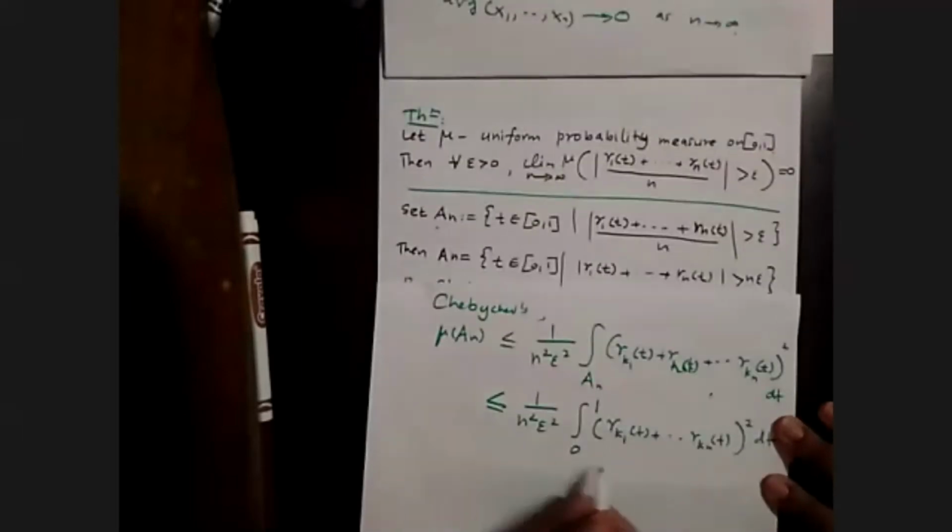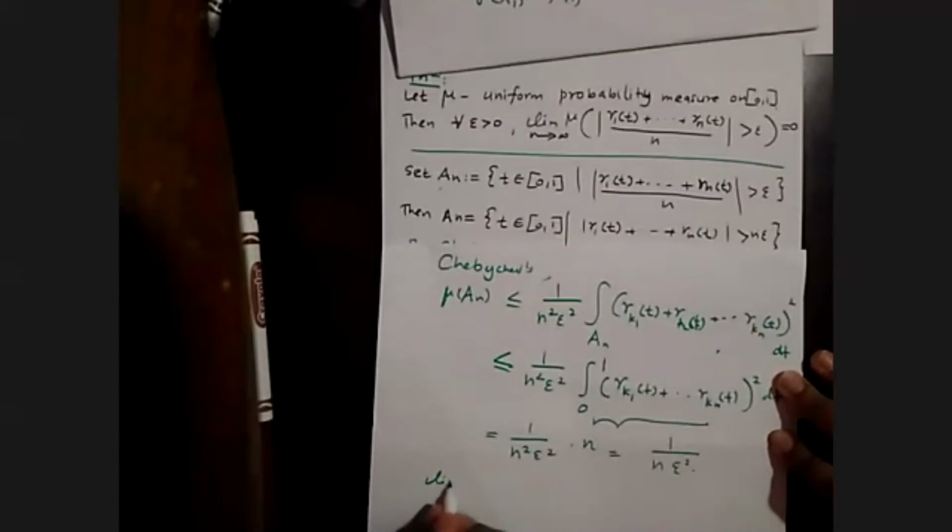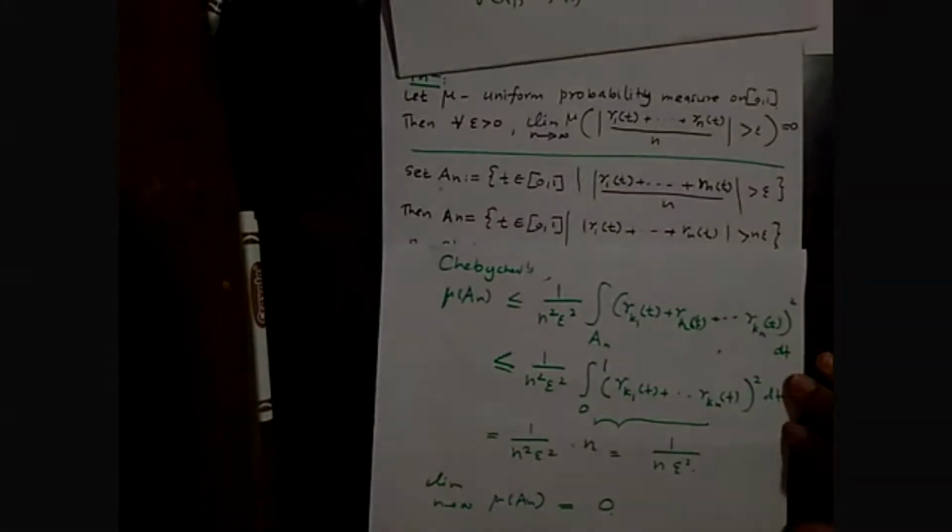And we know that from our property 3, this integral is equal to n. So we have this times n. Therefore, we ultimately get 1 over n epsilon squared. Now, once you take the limit, you will see that this is equal to 0. This completes our proof.